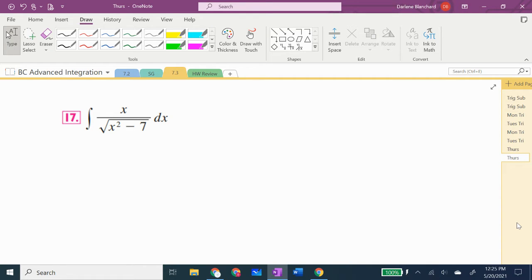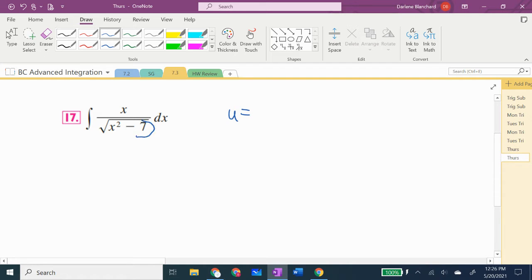Trying the video again. Everyone, work on number 17. Try to do it. Pause the video. You have paused the video and you are now back after doing this problem. And guess what? You could have done a U substitution.